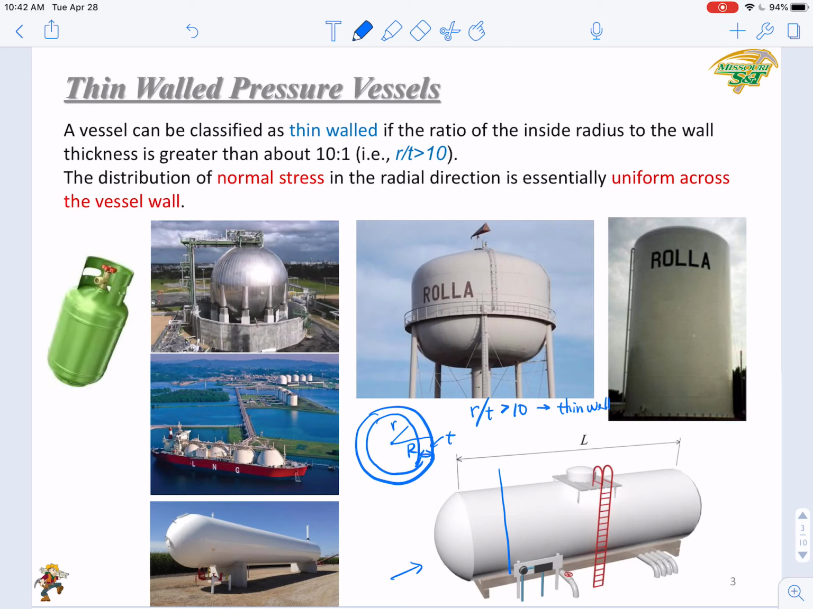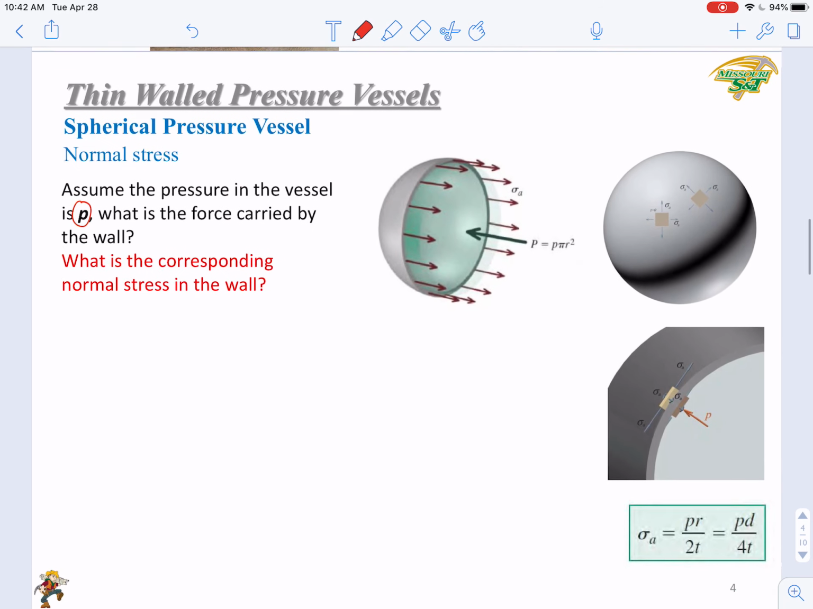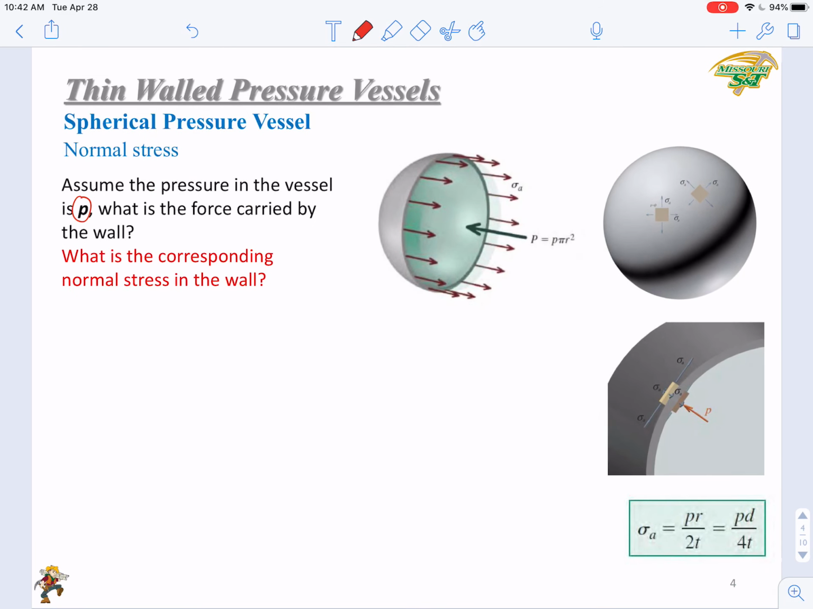If it's a thin wall, then we can assume that the distribution of normal stress in the radial direction is essentially uniform across the vessel wall. That is to say, along the radial direction, the distribution of normal stress is just uniform. It's a constant. We can call that sigma A. Then we will derive equations to calculate sigma A and further tau, the maximum shear stress values.